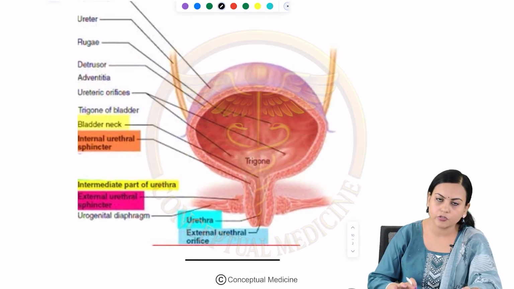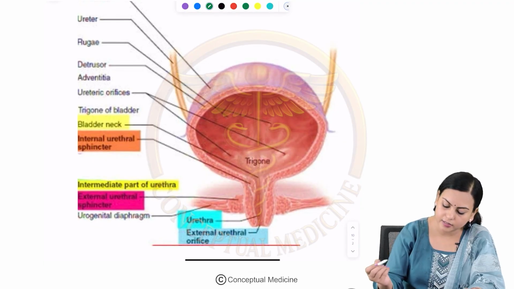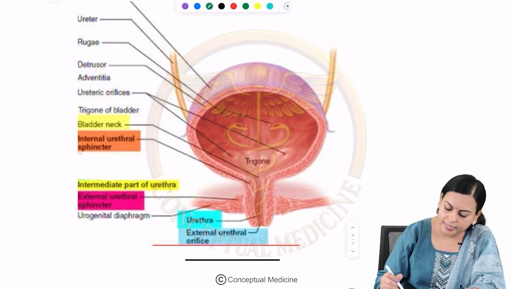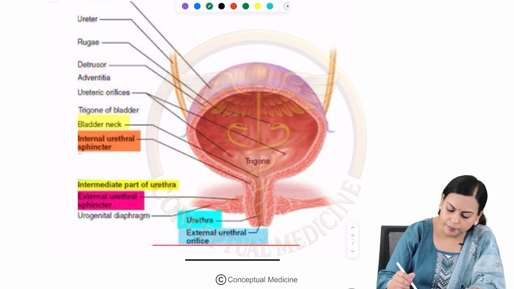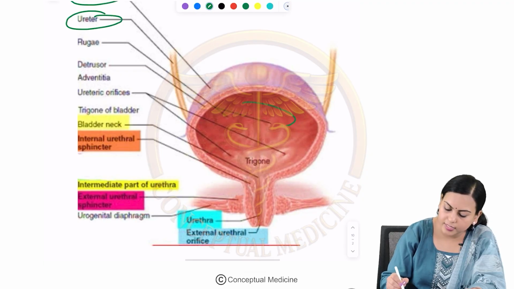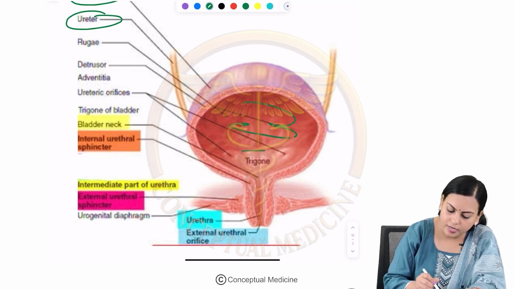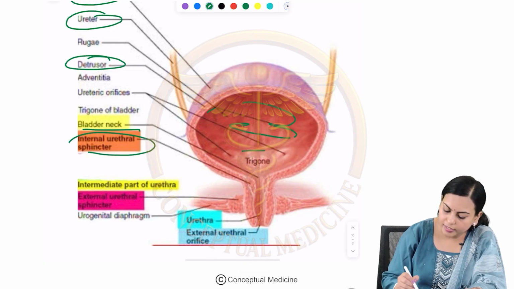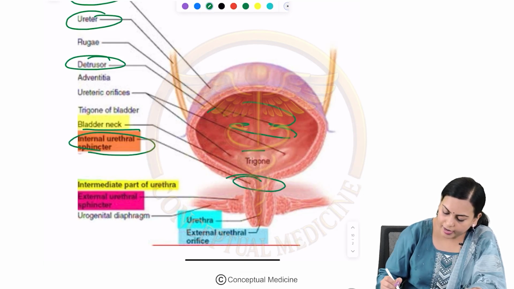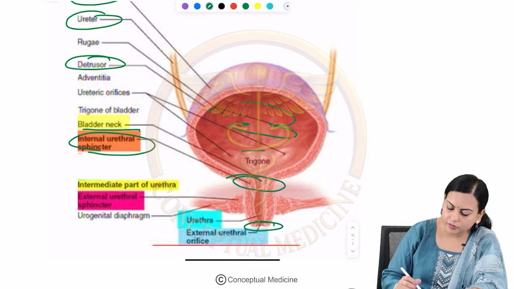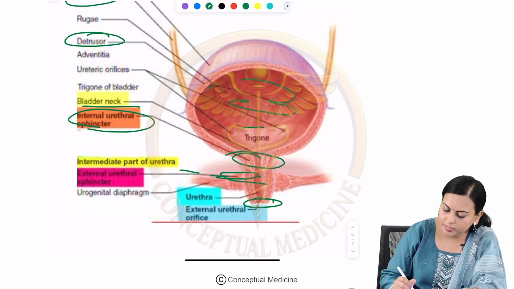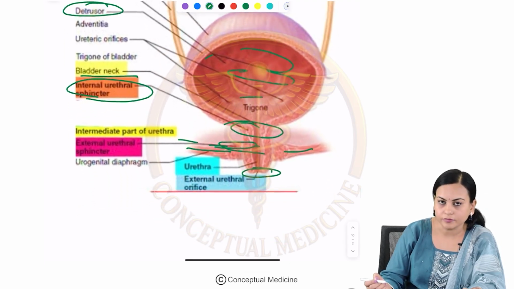This is a picture to show the interior surface of the bladder as well as the relation of the urethra. Basically, you have the bladder being covered by peritoneum. You have the ureter. These are some rugosities that are present inside the bladder wall. You have the trigone. Then the muscle of the bladder is known as the detrusor muscle. You will have the bladder neck. Then the internal urethral sphincter being located here, and here you will have the external urethral orifice where you will have the external urethral sphincter. This is the intermediate part of the urethra. This is the urogenital diaphragm that is supporting the urethra.